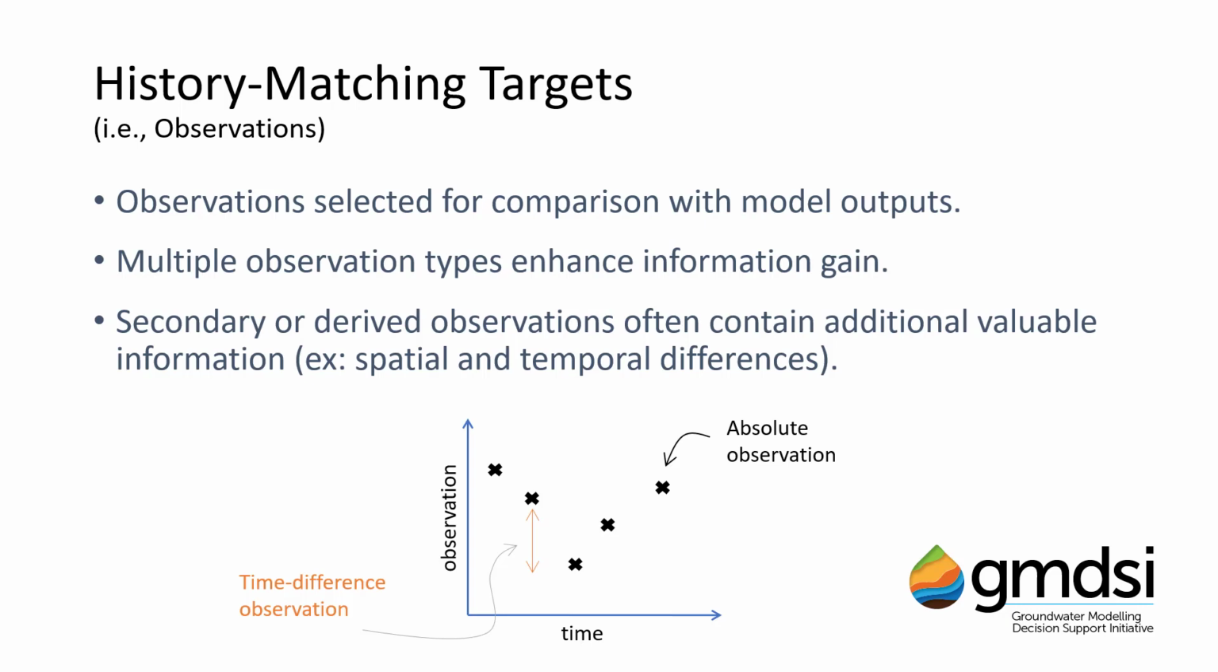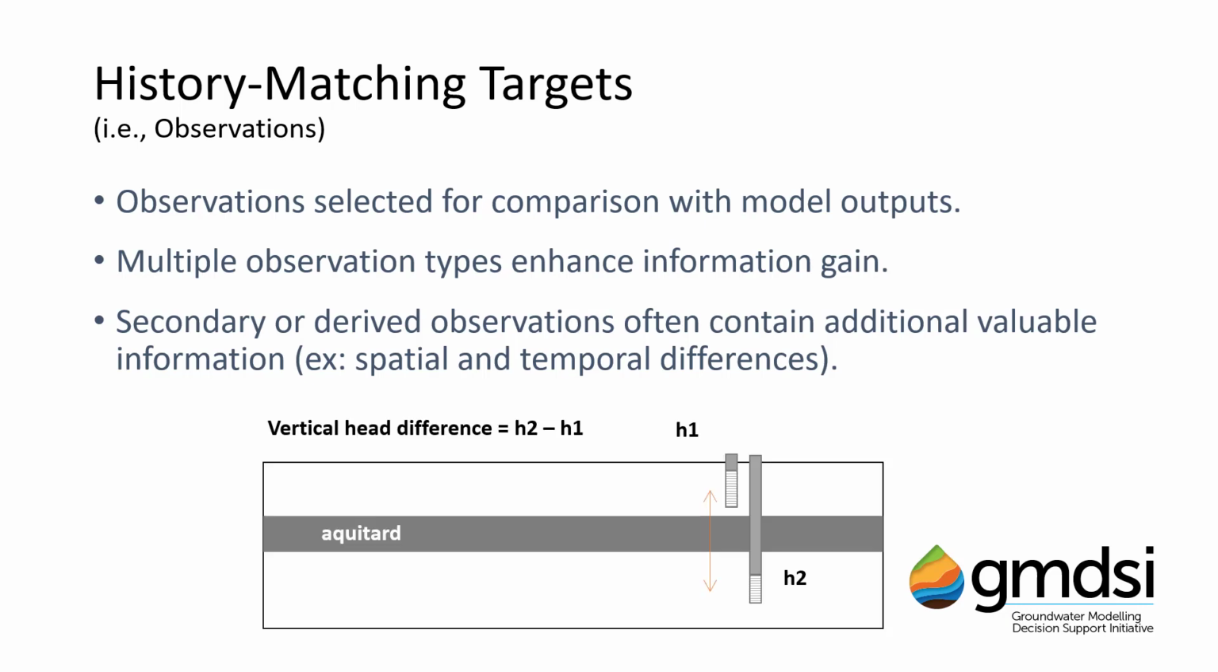Another example are differences in observation values over space. Explicitly including observations of, for example, vertical head differences between different aquifer layers can often improve the estimation of parameters which control things such as vertical flow processes. Thus, cases in which the prediction of interest relies on vertical connectivity between layers will likely benefit from the information contained in observations of head differences between layers rather than simply the absolute values of heads in each of these layers.